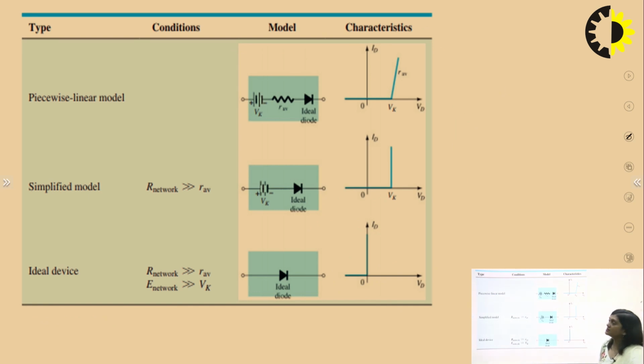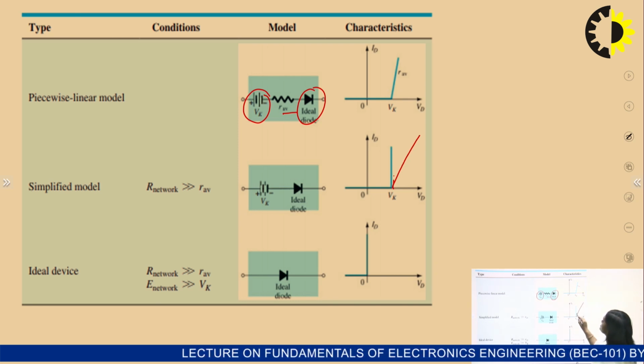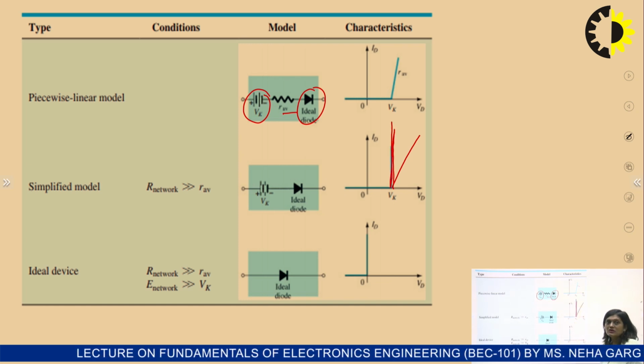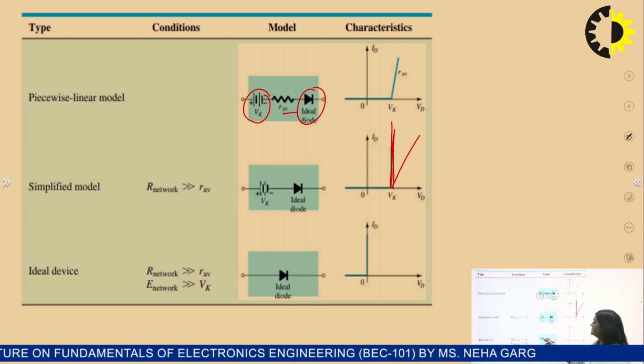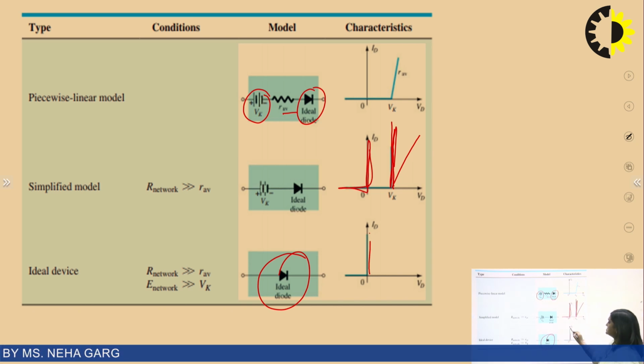So these are the three models that we have seen in the last slides. In this case we can see this is the ideal diode. The diode is connected with its own resistance, and this is its own knee voltage. So the equivalent representation is like this. And in case of the simplified model, the RAB is very small in comparison to the R network. That's why this slope has changed in this way. The straight line is there because the resistance is 0. And here R network is greater than RAB and E network is greater than Vk, so it is represented by this ideal diode. And now this straight line has shifted to this point, because now Vk is also 0.